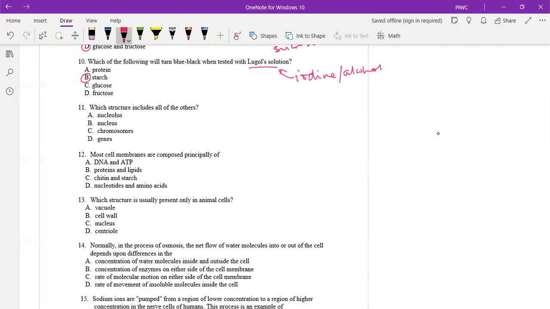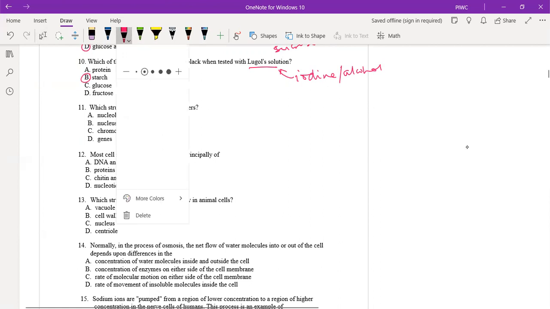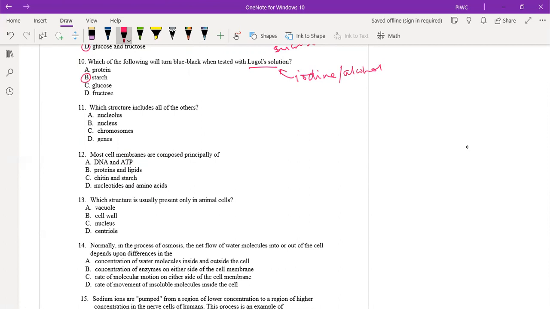11, which structure includes all of the others? If you take one of them, it includes the other ones. Nucleus, chromosomes, genes. It's the nucleus. Make a good guess. With the nucleus, we have the nucleolus, and you have the chromosomes and the genes in there.